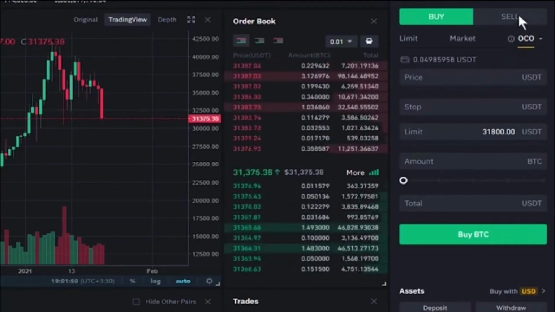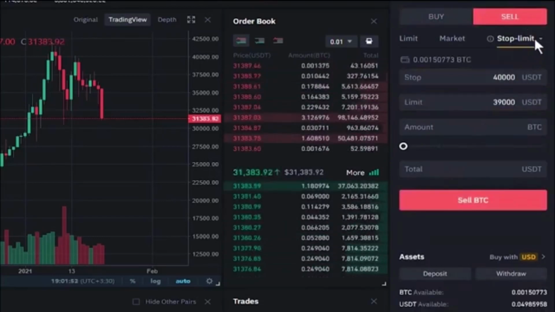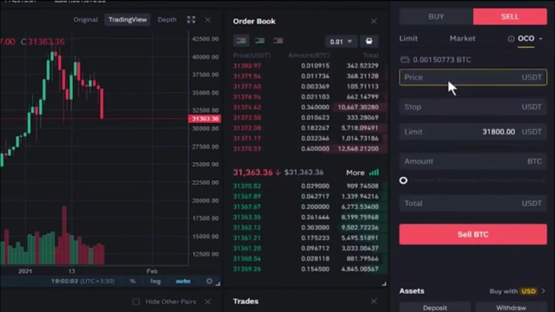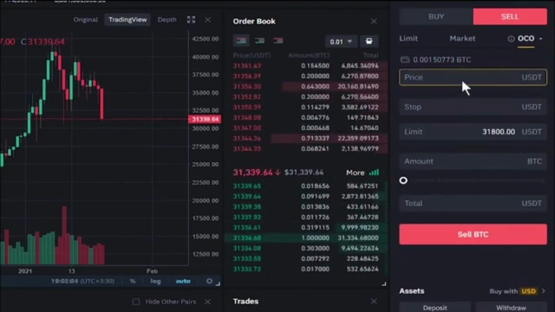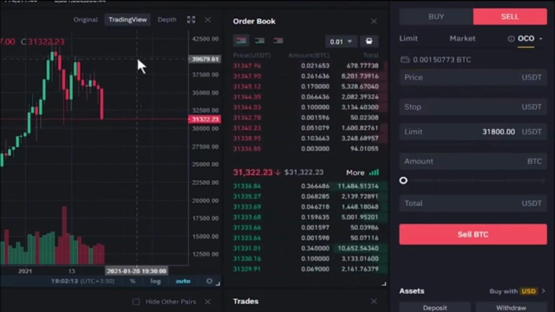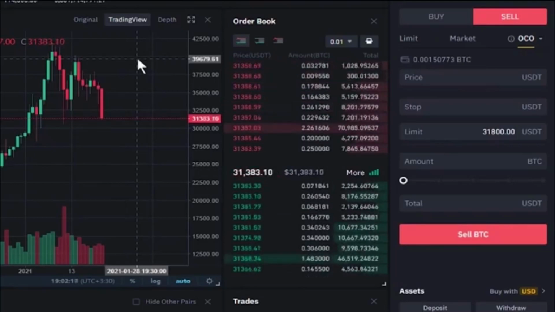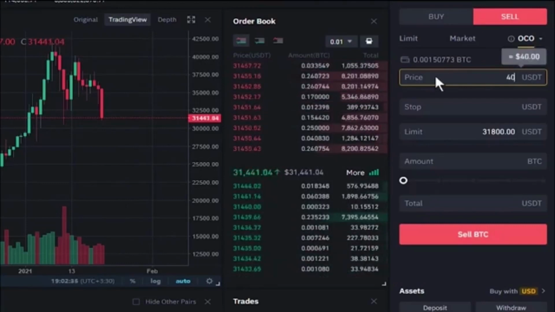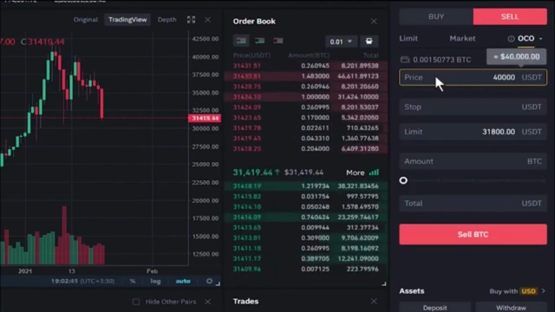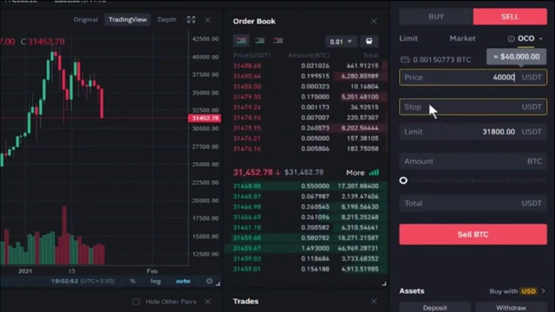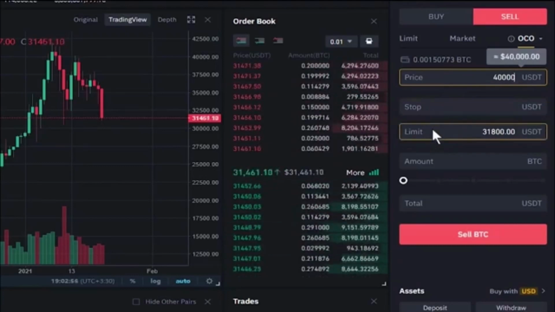Let's go to Sell tab and OCO. Here you place your limit order. Actually, by the help of this order, you can set take profit order. For example, consider we got a strong resistance level at 40,000 and we want to sell our Bitcoin at that level. So here we set the limit price on 40,000. So when the price reaches 40,000, this order will be triggered and your Bitcoin will be sold at 40,000 or a better price.